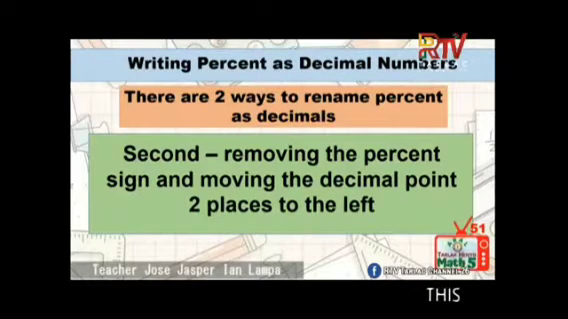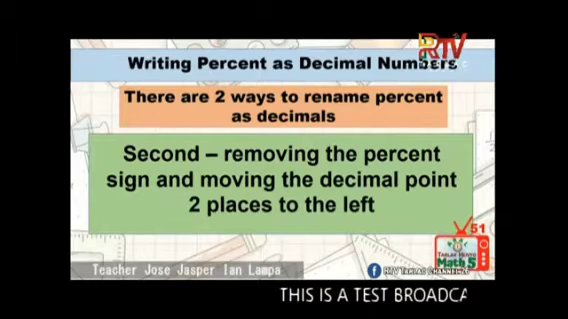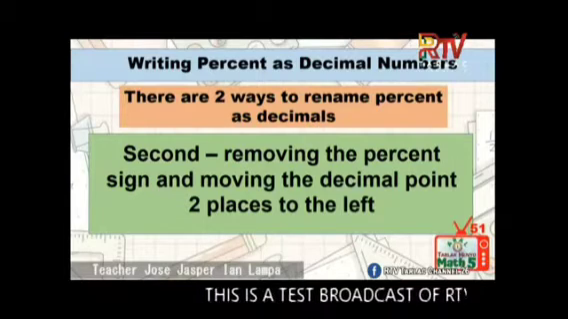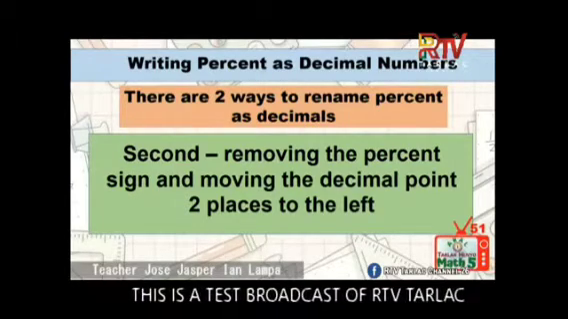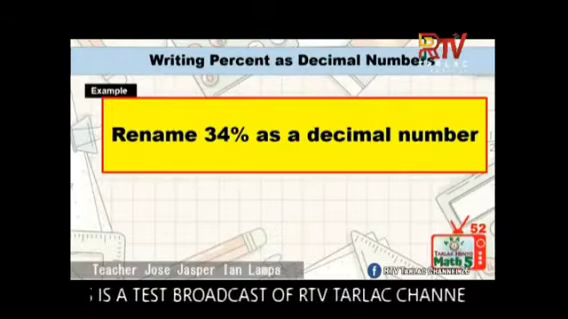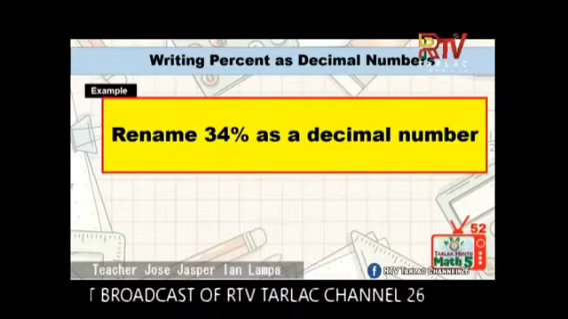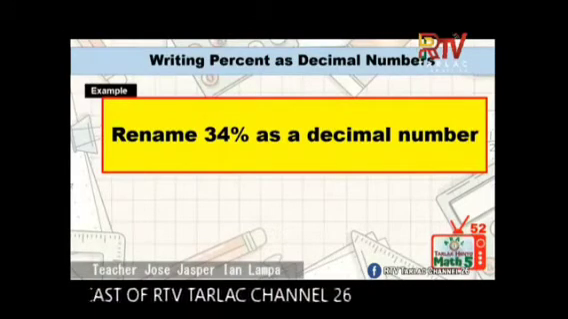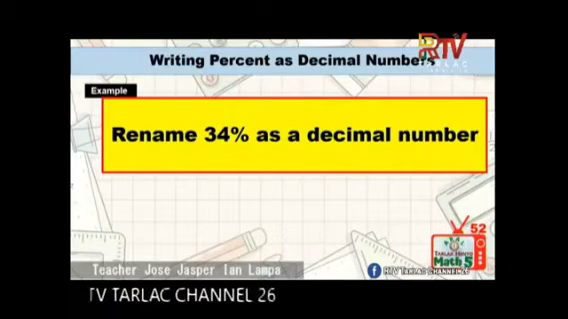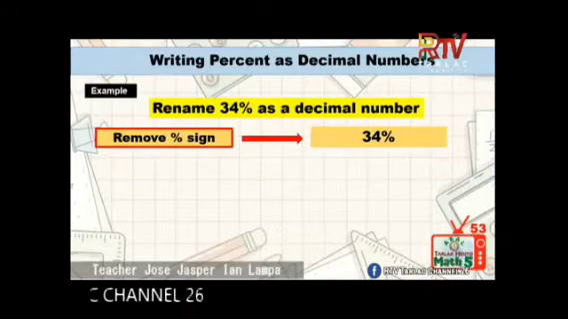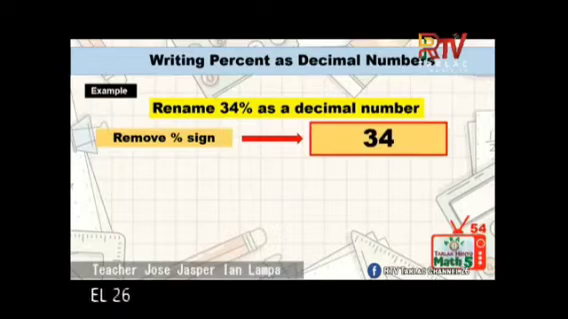Another method is by removing the percent symbol and moving 2 decimal places to the left. Again, to the left. Here is our example. In writing 34% as a decimal number, remove first the percent sign or symbol. What do we have now?